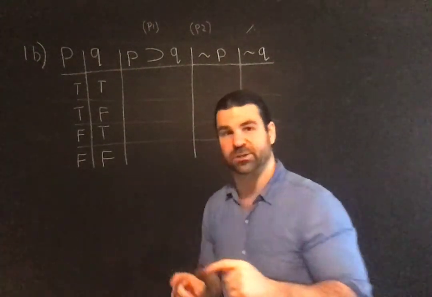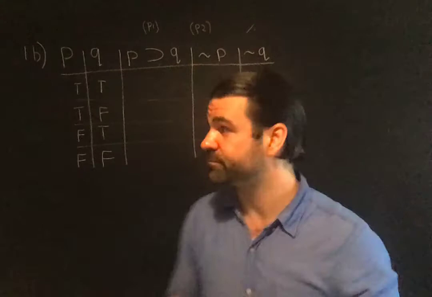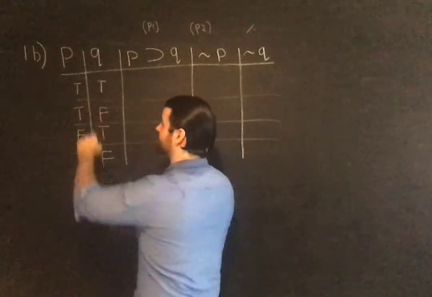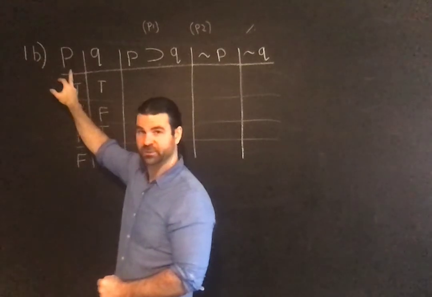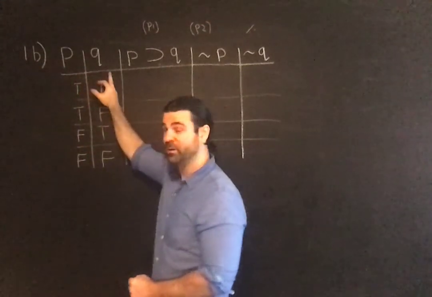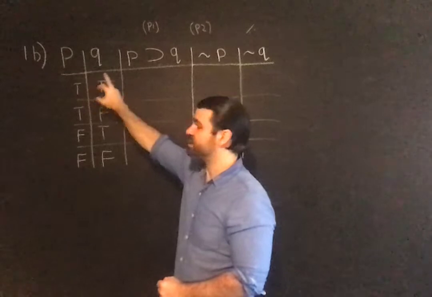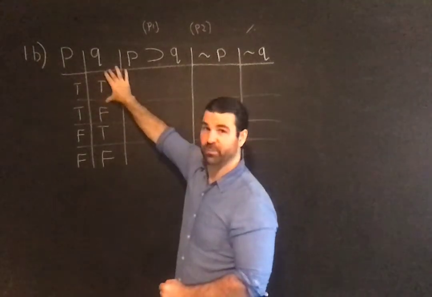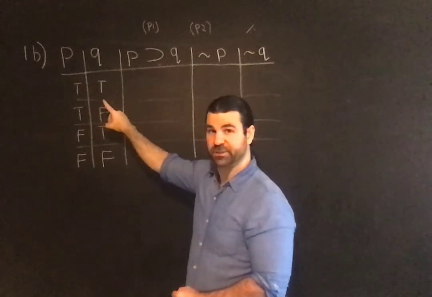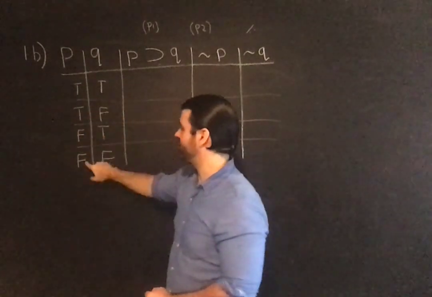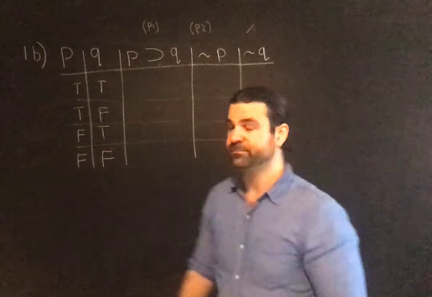You construct base columns, that is, you list, moving to the left, alphabetically all the potential variables. Here we've just got P, and then we've got Q. And then we start at the rightmost one, and we go true, false, and then we move to the left and double: true, true, false, false. Okay, that's what we do.